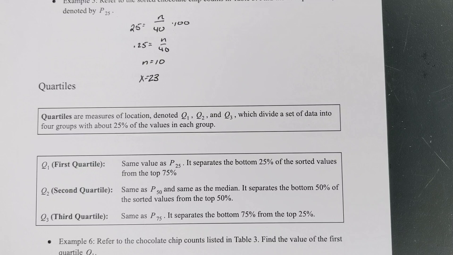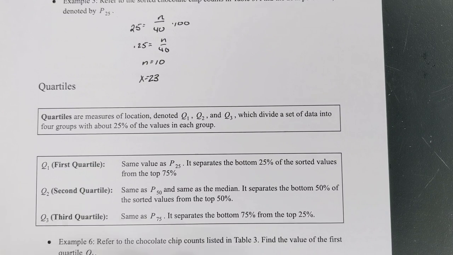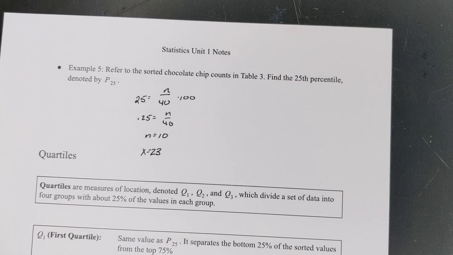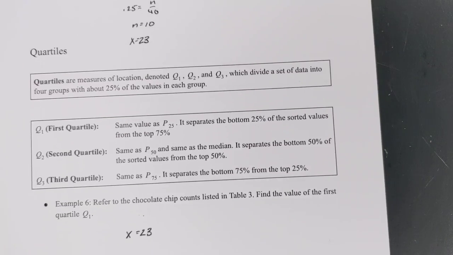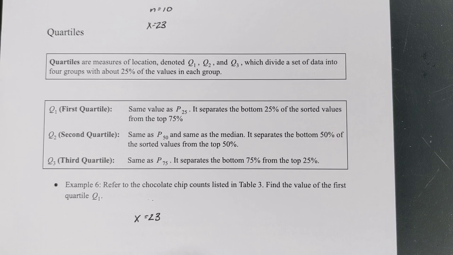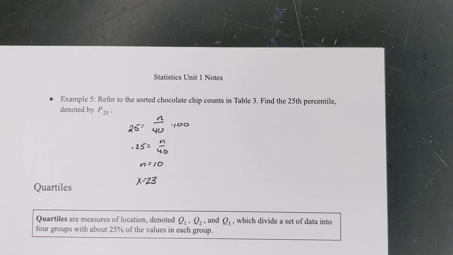So find the value of the first quartile, Q1. Now I'm not working this one again. It's the same problem as this one. The first quartile is the same thing as the 25th percentile. So x is 23. Again, same thing. The math would be exactly identical to this problem.